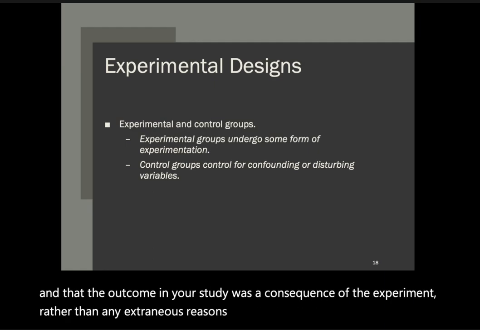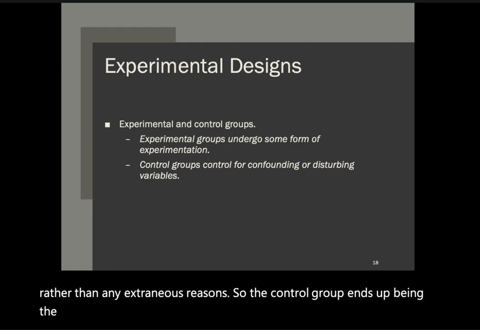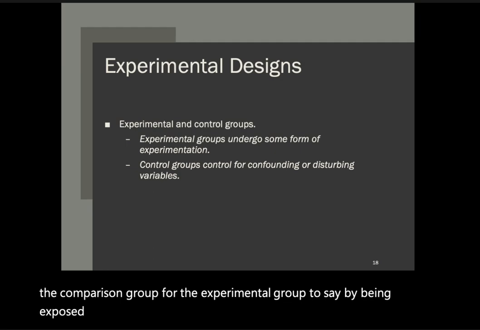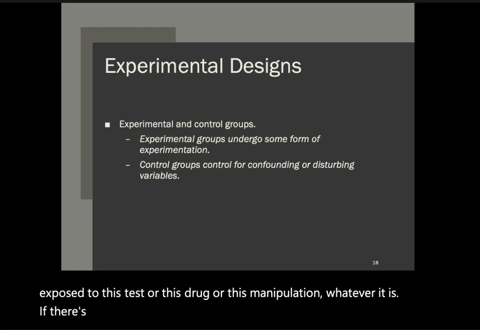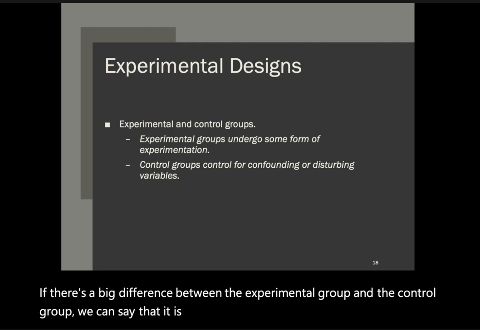So the control group ends up being the comparison group for the experimental group to say, by being exposed to this test or this drug or this manipulation, whatever it is, if there's a big difference between the experimental group and the control group, we can say that it is due to that change, that test, that drug, that manipulation.